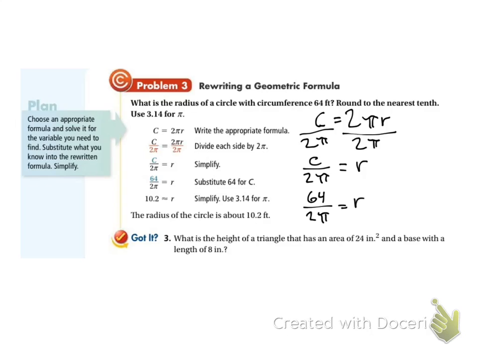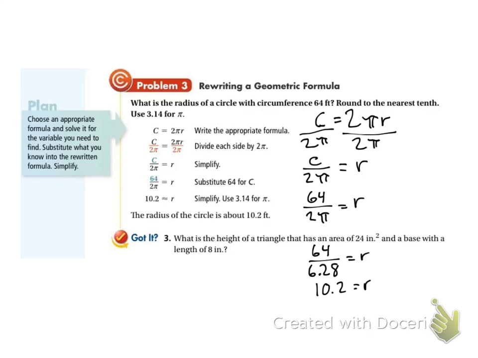Either on your calculator, you can use parentheses, or if we want, we can change that 2 pi into a decimal. So pi is 3.14. So when I multiply by 2, that turns into 6.28. And then 64 divided by 6.28 gives me 10.2. And that's in feet. Okay, we can try our got it problem over here.